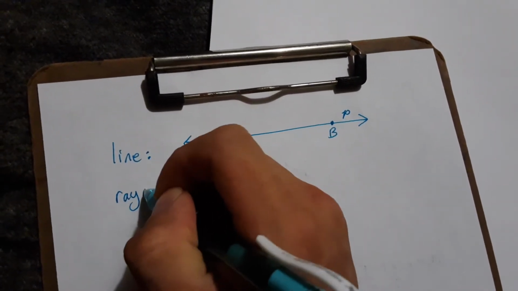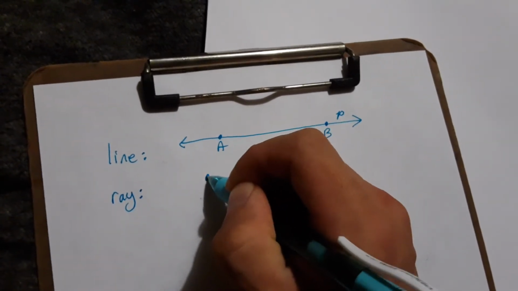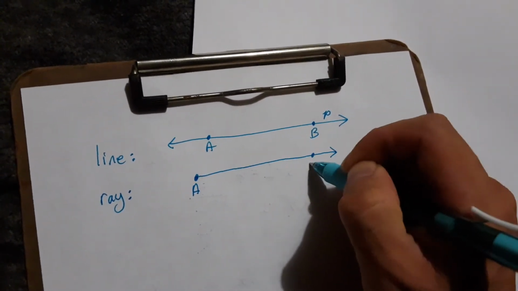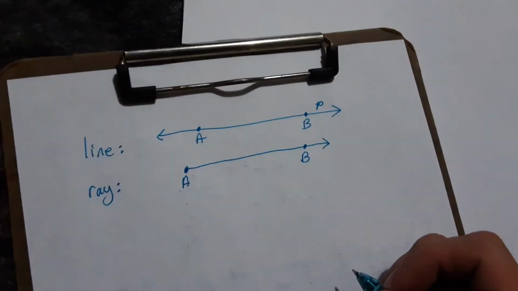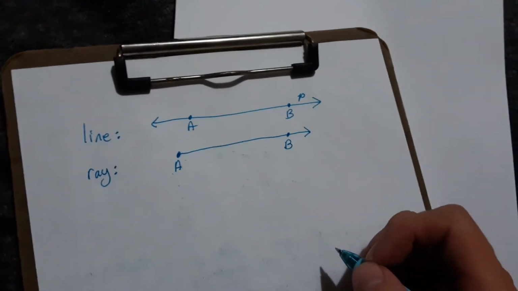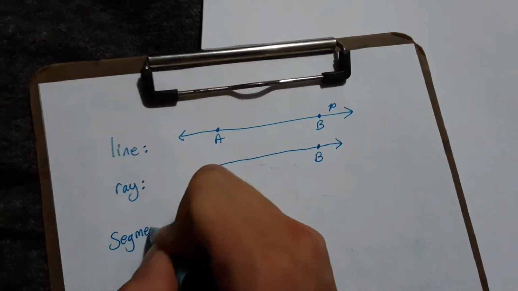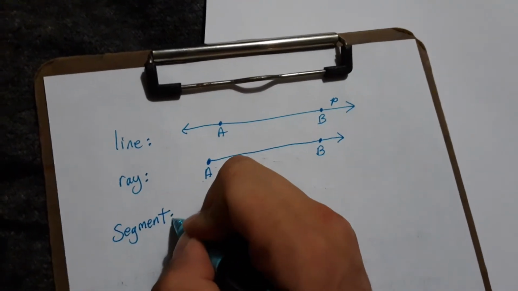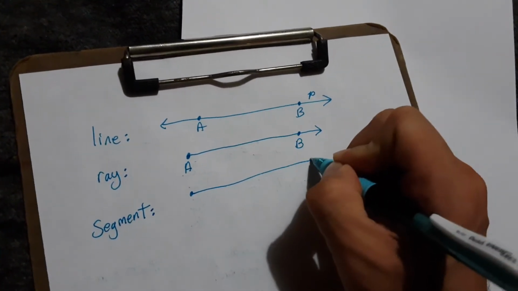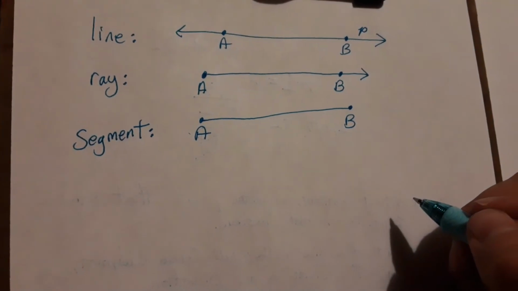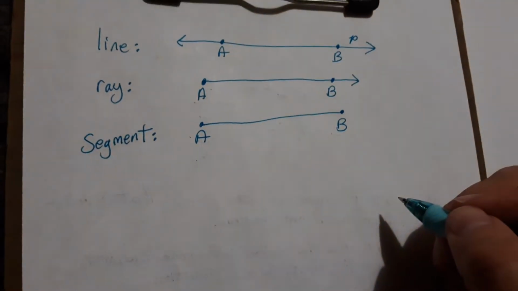A ray starts with one fixed endpoint and extends infinitely into one direction. Okay? A segment has a beginning and an end. Segment has a beginning and an end.